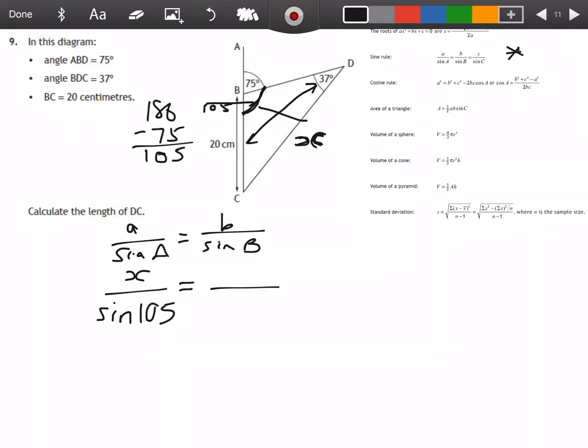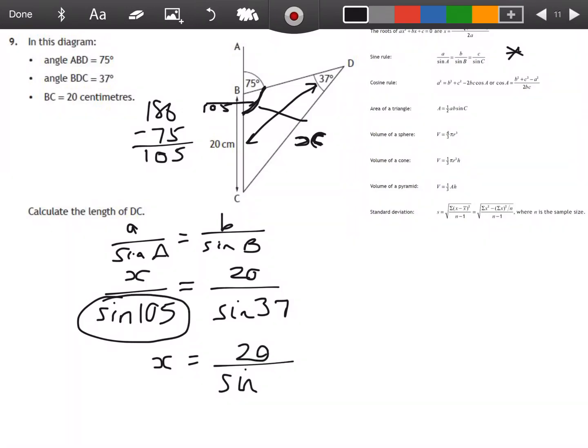On the right hand side of this formula, I'm going to put in 20 as the side and sine of the angle opposite, sine 37. Okay, nearly there. Now to find side x, we don't want that sine 105 at the bottom. How do we make it disappear? It goes on to the other side. Sine 105 is on the bottom, so it's a division by sine 105. The reverse is we're going to multiply it by sine 105.